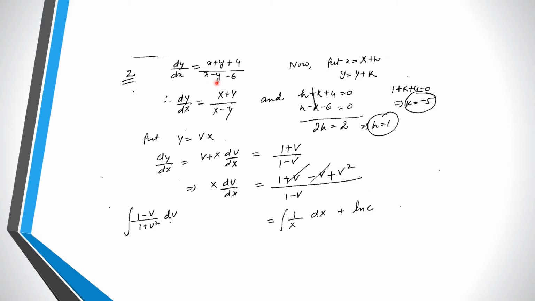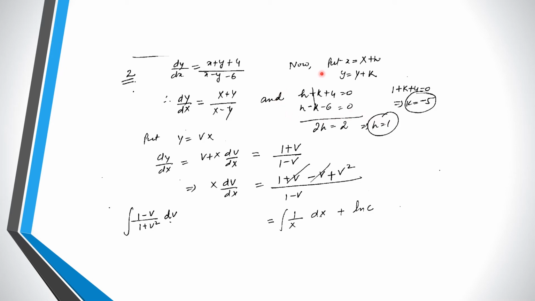So now we put small x to be capital X plus h and small y to be capital Y plus k, such that the constant factors are 0. So now just see, put small x to be X plus h. So we will have x plus h plus y, capital Y plus k plus 4. So from the first, in the numerator we get this equation: h plus k plus 4 is equal to 0. Similarly, in the denominator, when you put the value of small x and small y in terms of capital X and capital Y, we get this equation: h minus k minus 6 is equal to 0.